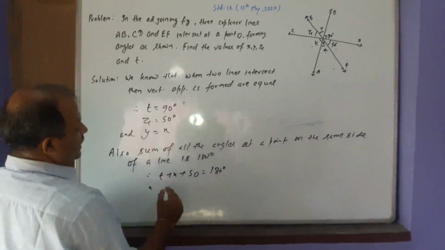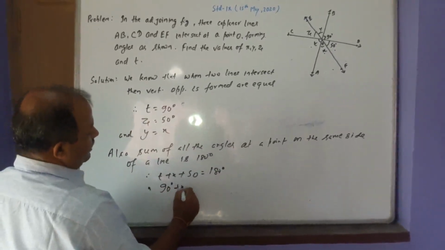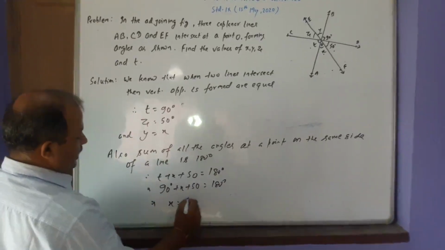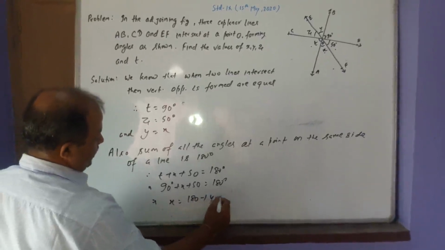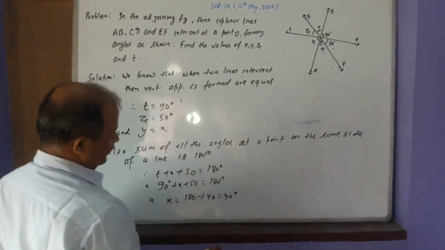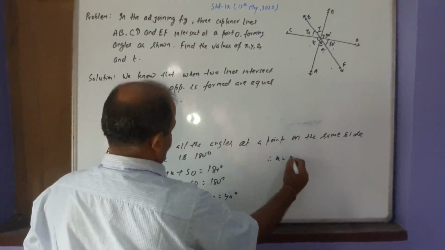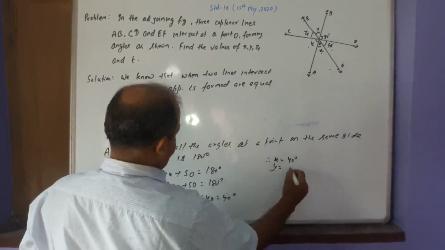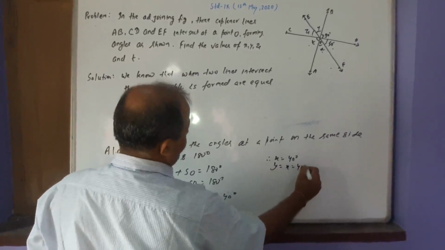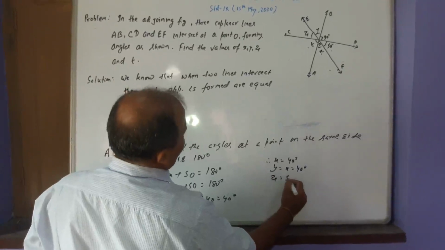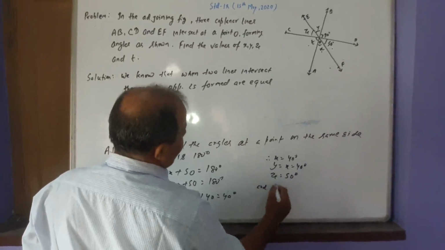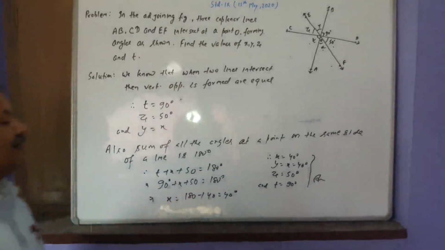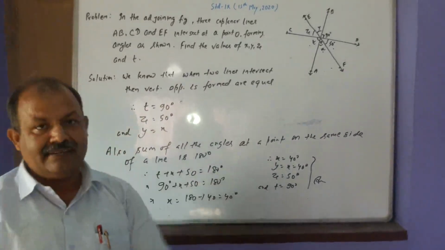The value of T is 90, so 90 plus X plus 50 is equal to 180, which implies X is equal to 180 minus 140. This will give 40 degrees. And therefore X is equal to 40 degrees, Y is equal to X, this will also be 40 degrees, Z is equal to 50 degrees and T is equal to 90 degrees. This will be the answer for X, Y, Z and T.